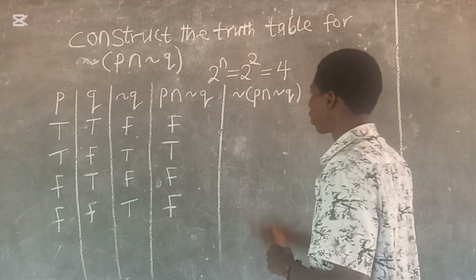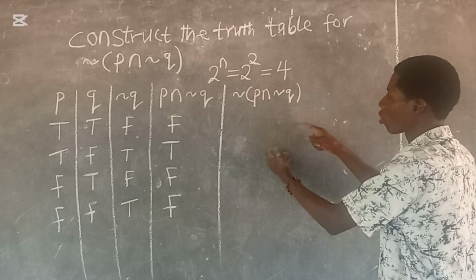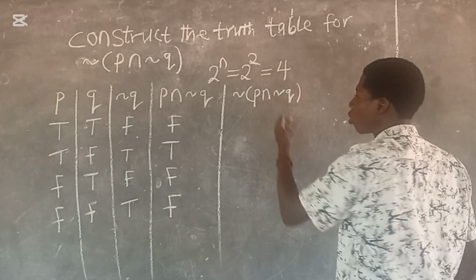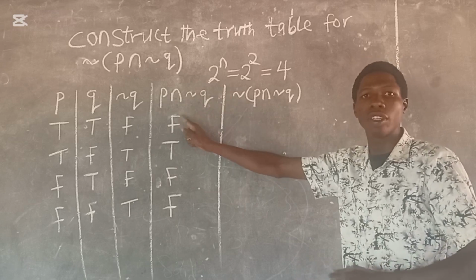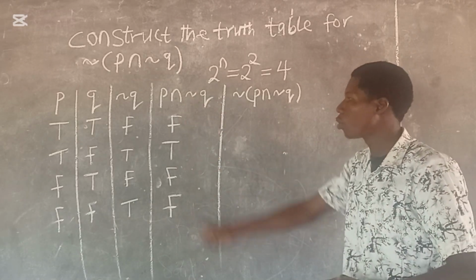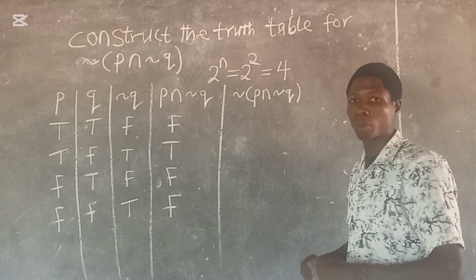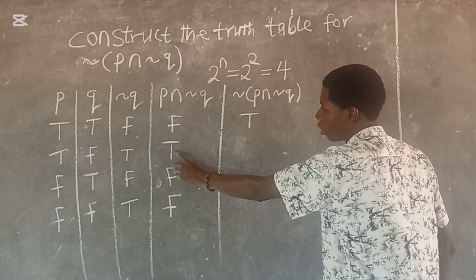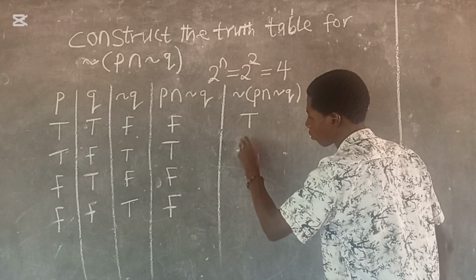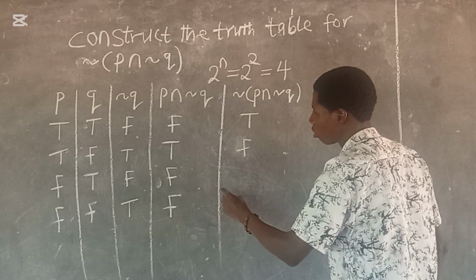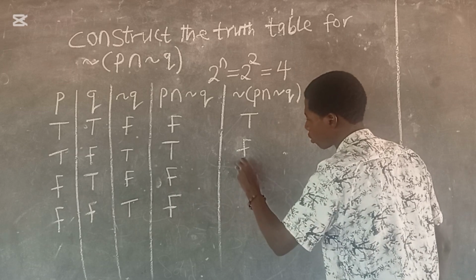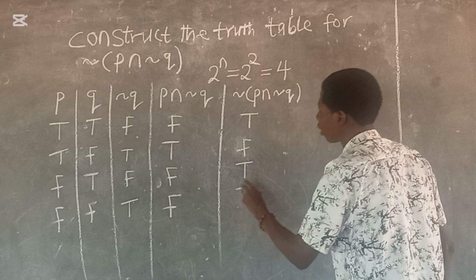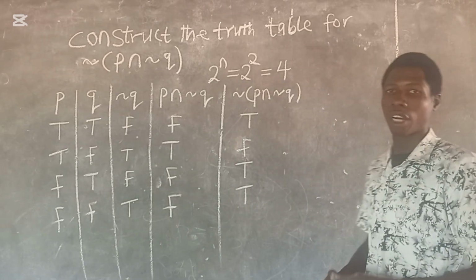So we have F. Then move on to this one. This one is the opposite of this, because the whole thing in the bracket we have already gotten to be this. Then we find the opposite of what is here. And I told you that negation means opposite. So we are having F here. The opposite of F is T. The opposite of T is F. And the opposite of F here is T. And the opposite of F here is T. And that is the final answer.